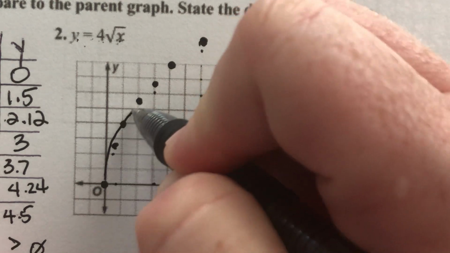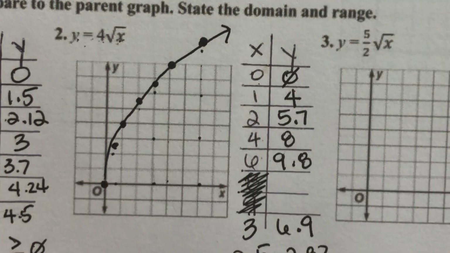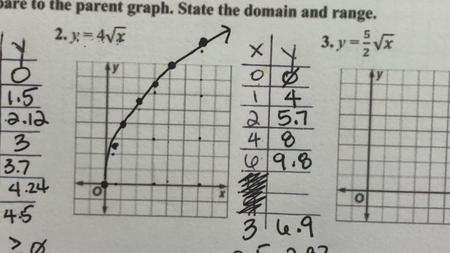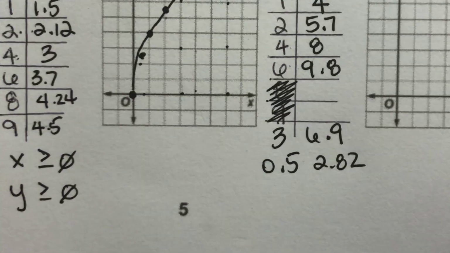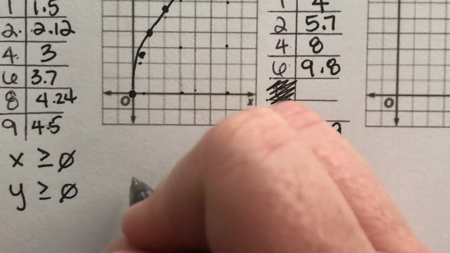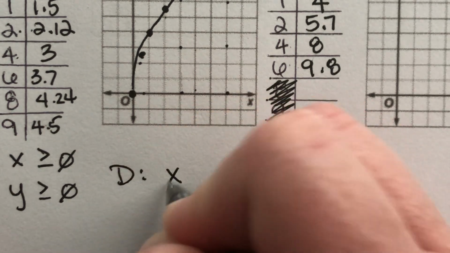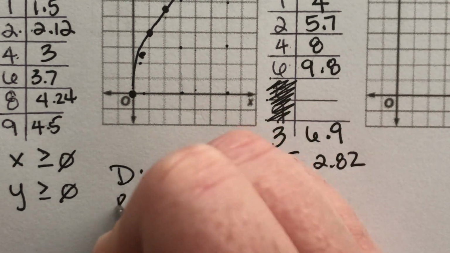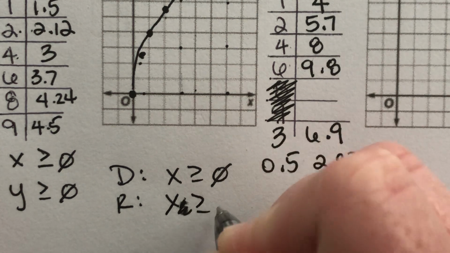So now I'm going to kind of sketch this. And then my domain and my range are the exact same thing. X has to be greater than or equal to 0. The range, y, has to be greater than or equal to 0. So domain, x greater than or equal to 0. Range, y greater than or equal to 0.